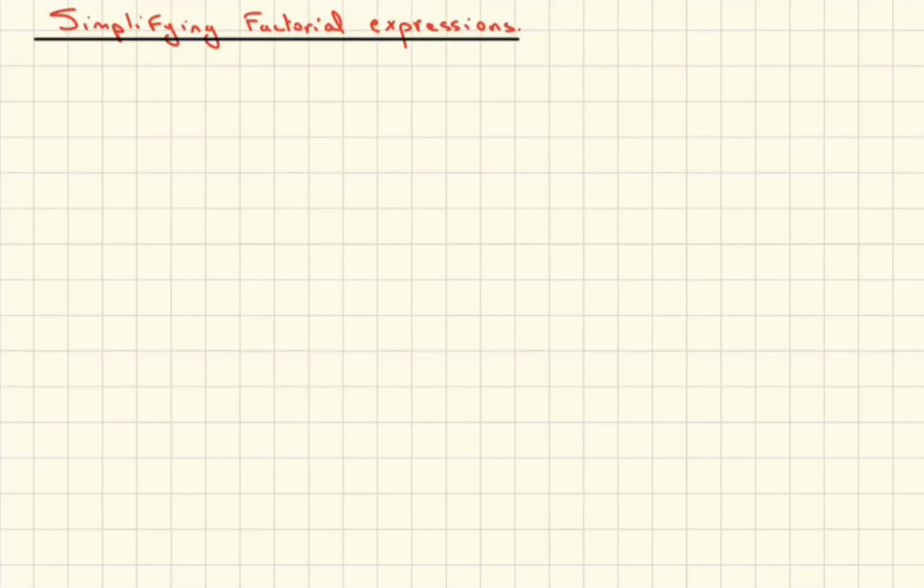In this video, we're going to talk about simplifying factorial expressions. As a review, if n is a natural number, so n belongs to the set N we spoke about in the previous video, and the set N is the numbers 1, 2, 3, 4, so the set of natural numbers, you need to know the following.